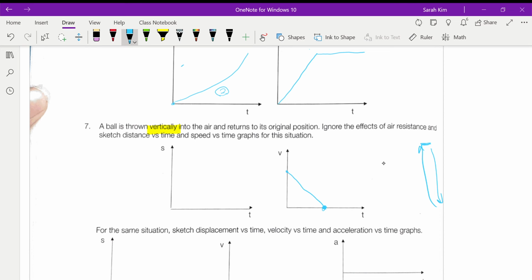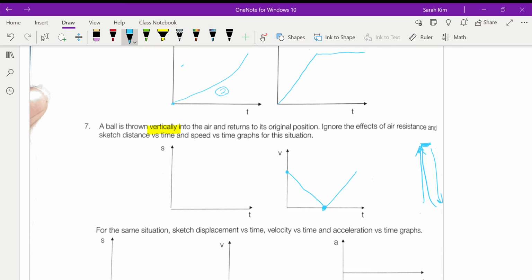So it's going from here and then down, because the velocity is going to decrease as it goes up, because the acceleration, gravity, is pulling it the opposite way. Once it hits the top, it's going to be 0 instantaneously at that spot, and then it's going to gain velocity and end up back over here. So that is my speed graph.